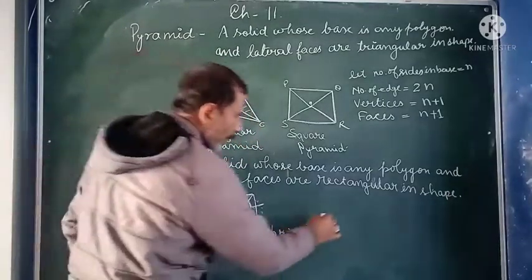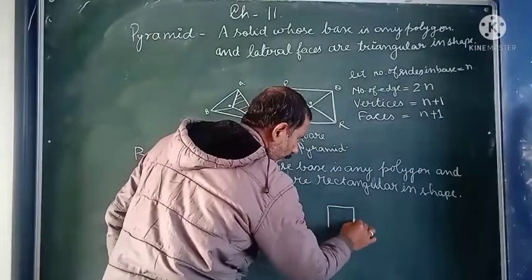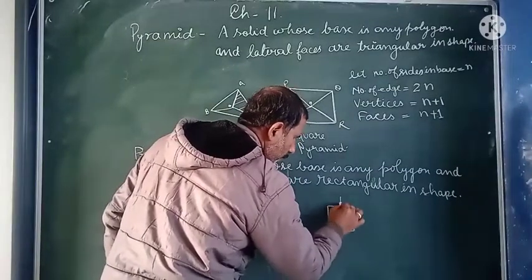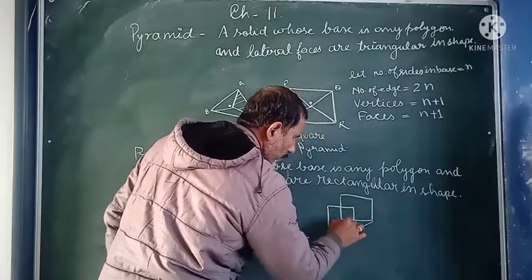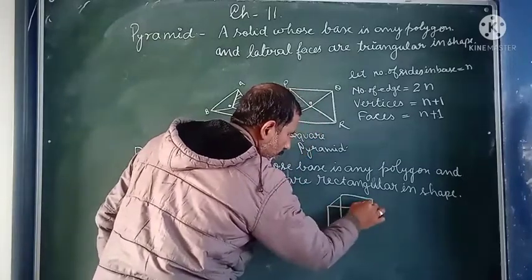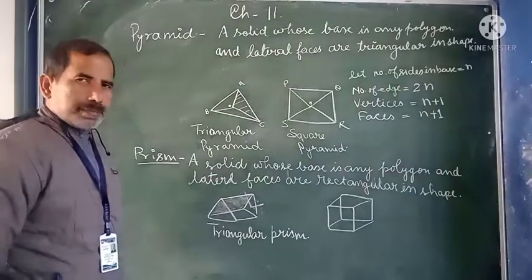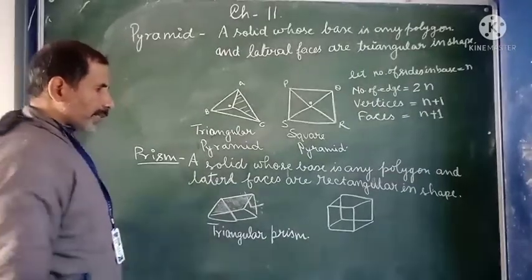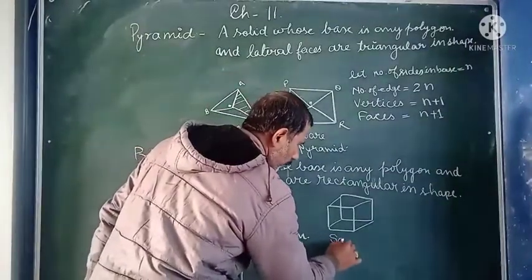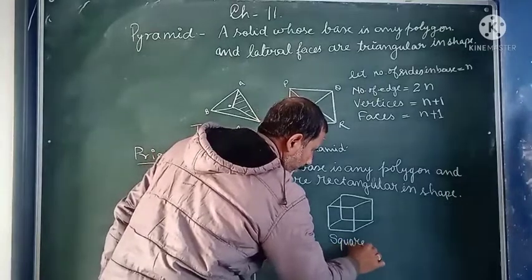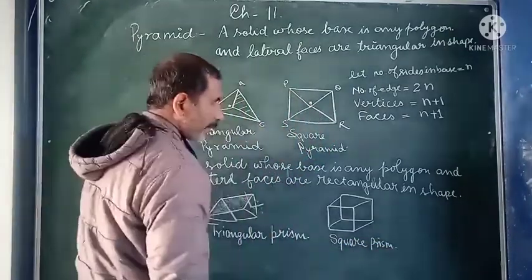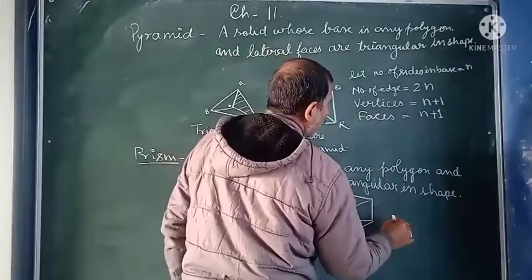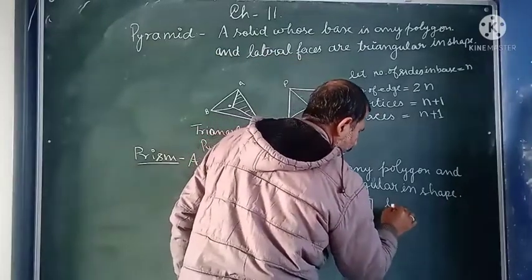The same way, if the base is square, it is called square prism. So a simple formula is there.